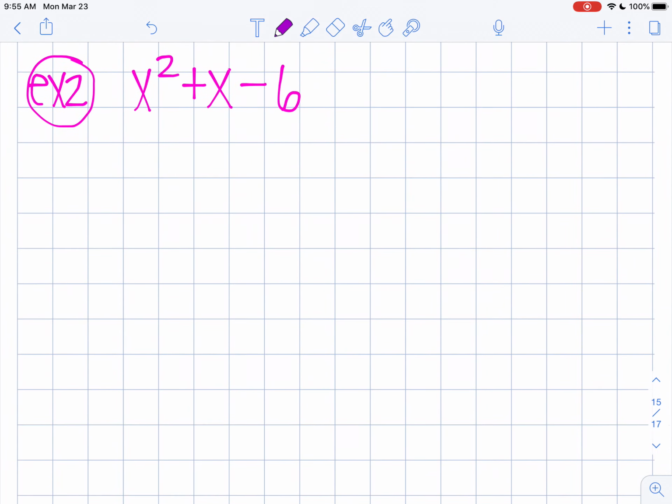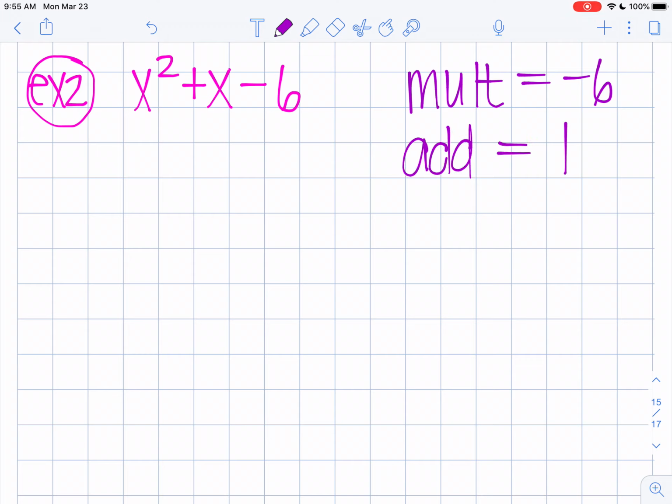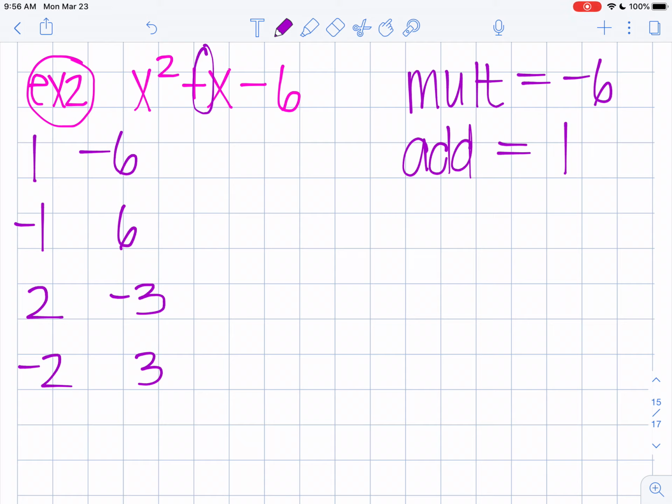Okay, so now I want to multiply to equal negative 6, and I want to add together to equal 1, because remember this number right here is a 1. So let's write out all the factors. What multiplies to negative 6? Positive 1 and negative 6, negative 1 and positive 6, positive 2 and negative 3, and negative 2 and positive 3. When I add these together, which ones equal positive 1?